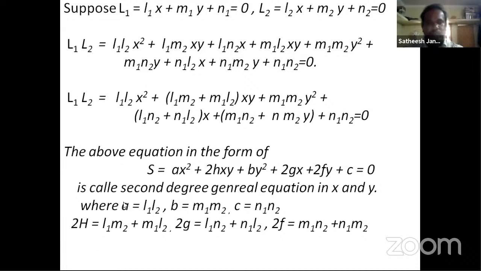In the same way, comparing the coefficient of xy, that is 2h, in this equation the xy term is l1 m2 plus m1 l2. Next, comparing the coefficient of x, that is 2g, here l1 n2 plus n1 l2. Next, comparing the coefficient of y, that is 2f, here 2f is equal to m1 n2 plus n1 m2. Always remind students, these are the values used for other problems also.